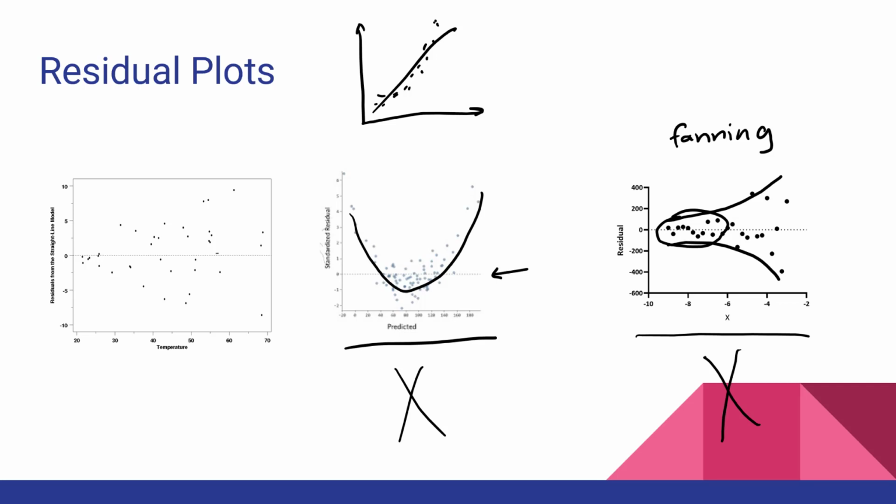Data set number 1, it does look like there's a little bit of fanning here, but it is by far, out of these 3, the best residual plot. So you want something that just looks like there's an even and random distribution of points. You don't want to see any pattern, which is kind of counterintuitive.